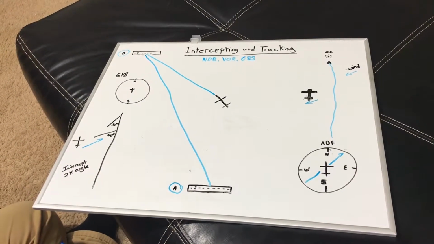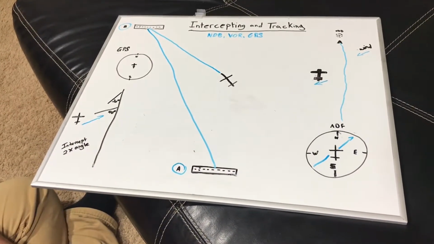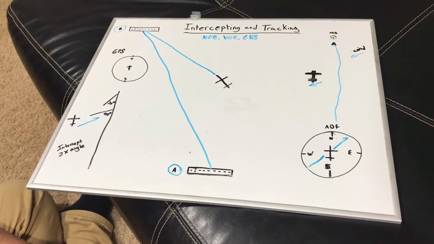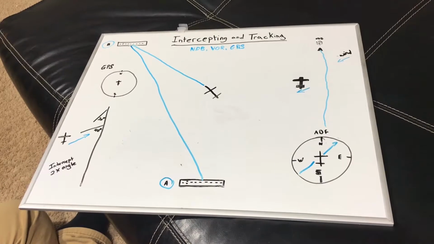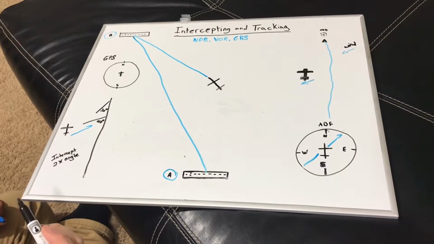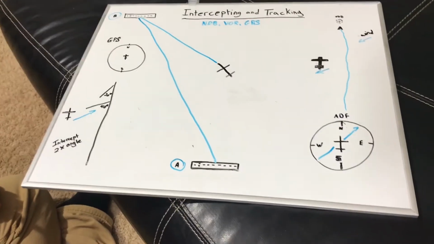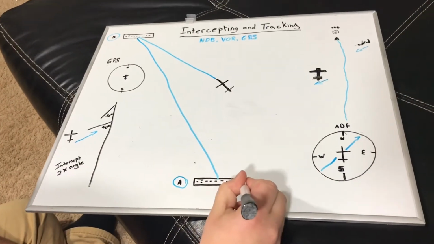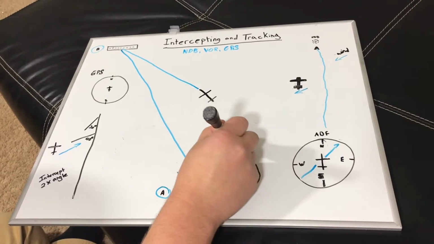Now, as far as intercepting goes, it is also very similar to the other methods. With direct functions and advanced navigation systems, you can always just go direct and find your way to both track and intercept a course. However, if you want to follow an existing course or intercept an approach, and you're departing the airport this way, in order to get back on course, you're going to have to come back around this way.